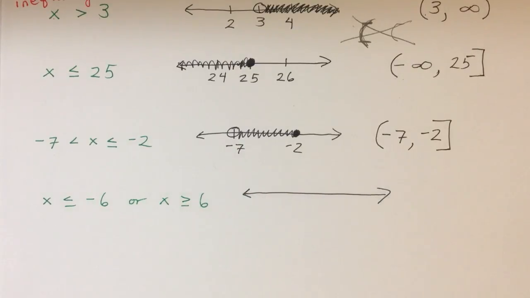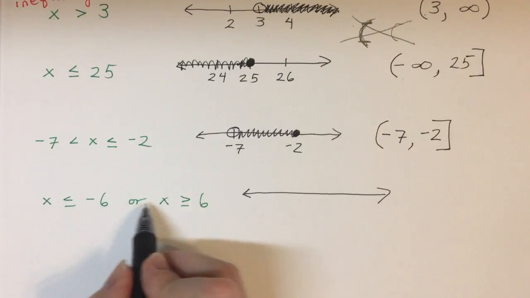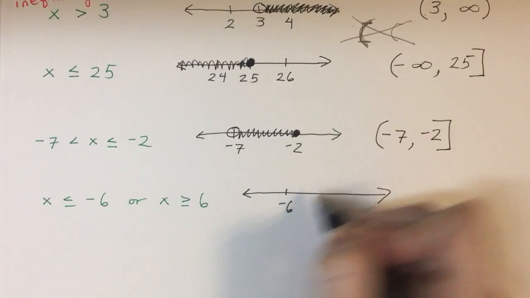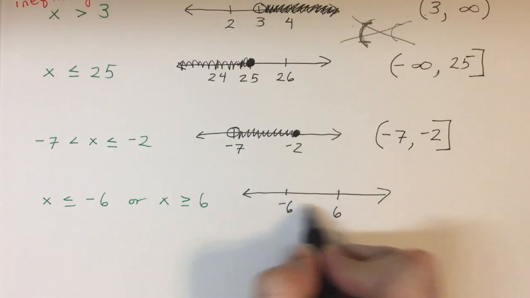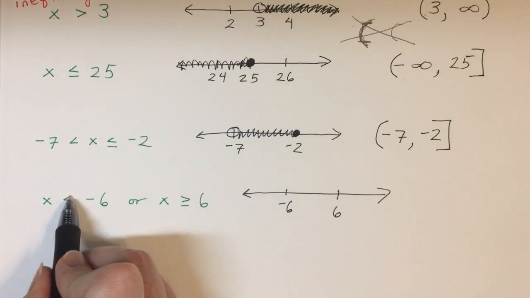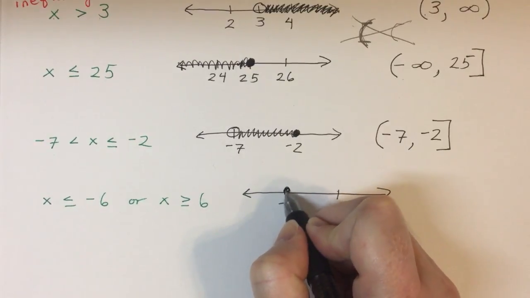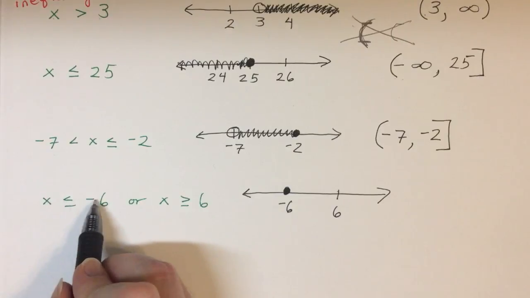I'm going to graph these both on the same number line. X is less than or equal to negative 6, or x is greater than or equal to 6. So I need negative 6 and 6. Again, put these in the right places for the numbers on the number line. Less than or equal to, well, equal to, so at negative 6 I'll have a closed circle. I want all the numbers that are smaller than negative 6.